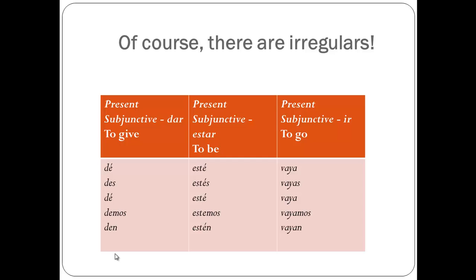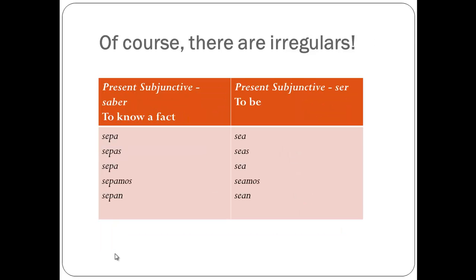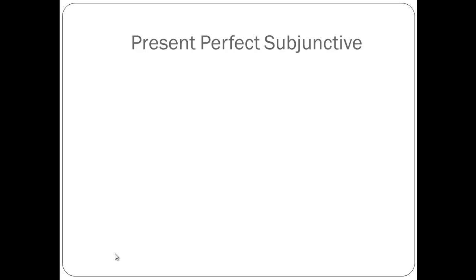So remember, there are 5 common irregulars in the subjunctive. Dar: dé, des, dé, demos, den. Estar: esté, estés, esté, estemos, estén. Ir: vaya, vayas, vaya, vayamos, vayan. Saber, to know a fact: sepa, sepas, sepa, sepamos, sepan. And ser: sea, seas, sea, seamos, sean. There are others, but these verbs are the most common that we're going to use in class.